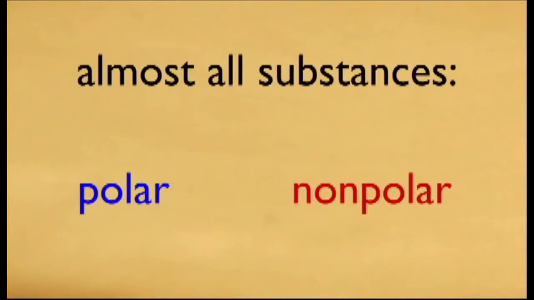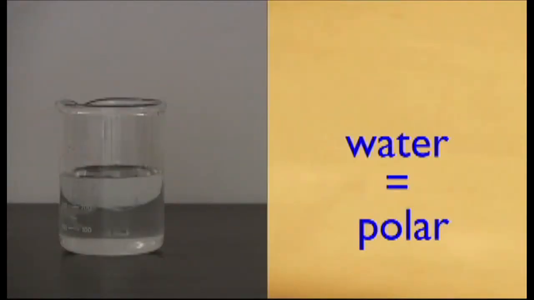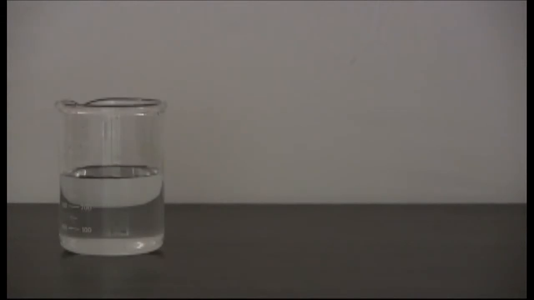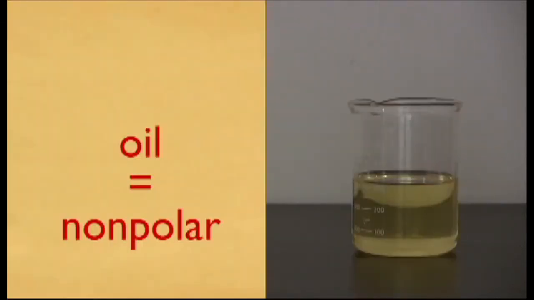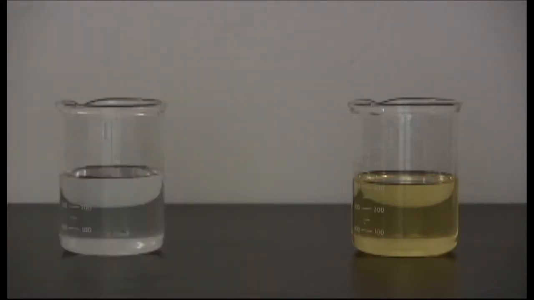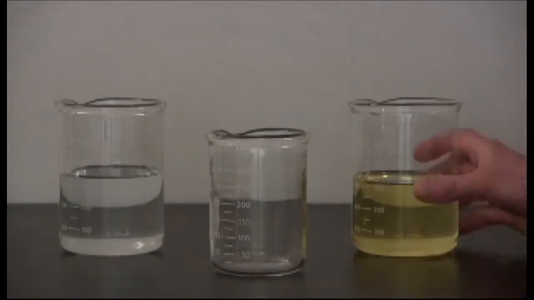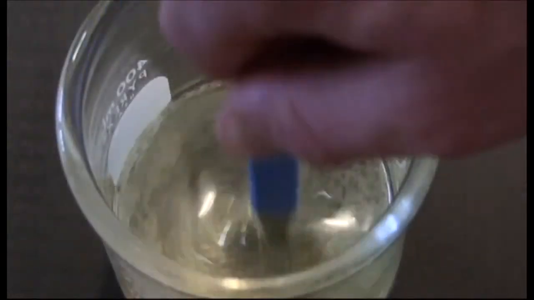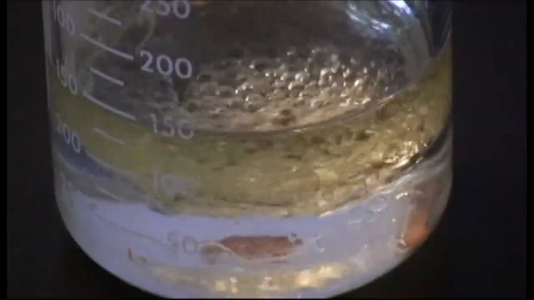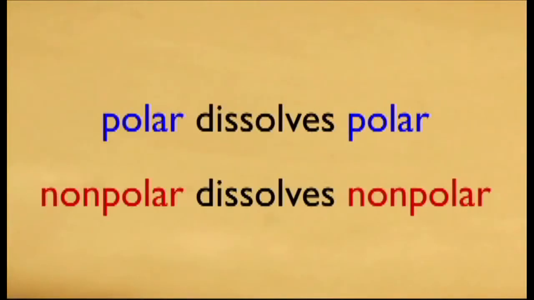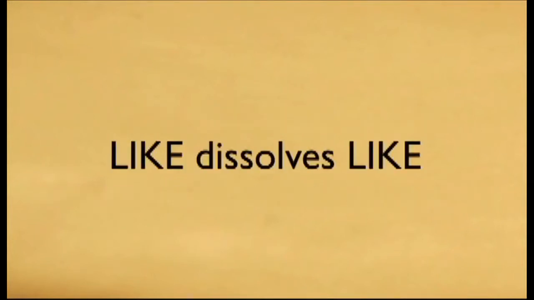Almost all substances fall into one of two types, polar and nonpolar. Water is a polar solvent, and anything that dissolves in water is a polar solute. And many other substances, such as oil, are nonpolar solvents, and anything that dissolves in them is a nonpolar solute. The problem is that oil and water just don't mix, no matter how much you stir. A polar solute can only dissolve in a polar solvent, and a nonpolar solute can only dissolve in a nonpolar solvent. In other words, like dissolves like.